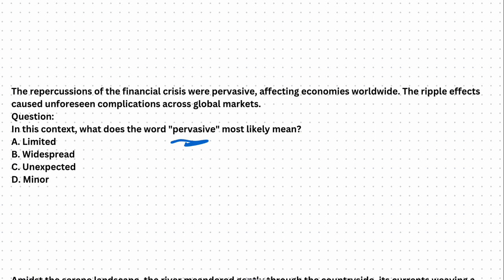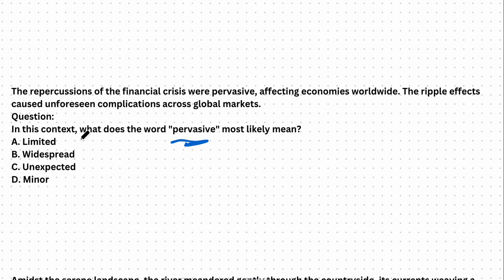The first thing I'm going to do is go back and read. The repercussions of the financial crisis were pervasive, affecting economies worldwide. The ripple effects caused unforeseen complications across global markets. And even if I don't know what pervasive means, what I can take away is that the financial crisis really affected a lot of economies in the world, and it caused a lot of complications. Again, we see this word global, around the world. So in this context, what does the word pervasive most likely mean?